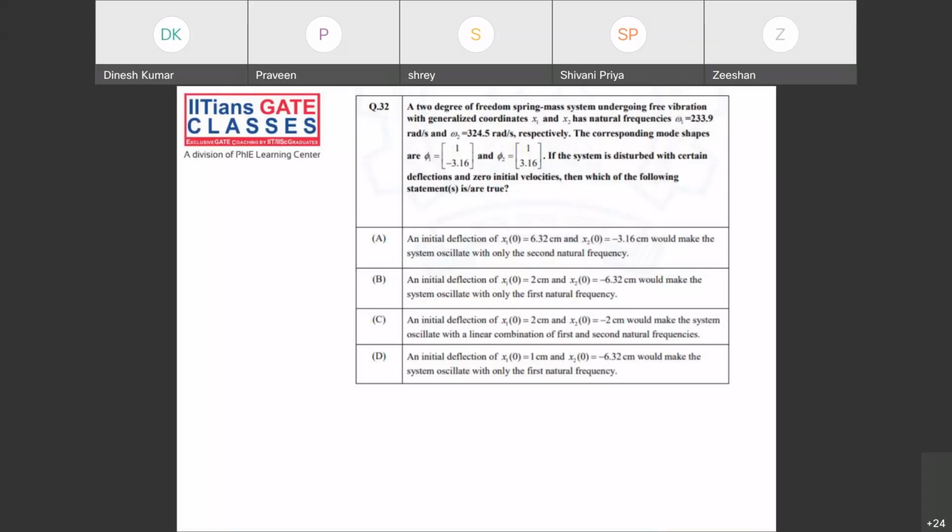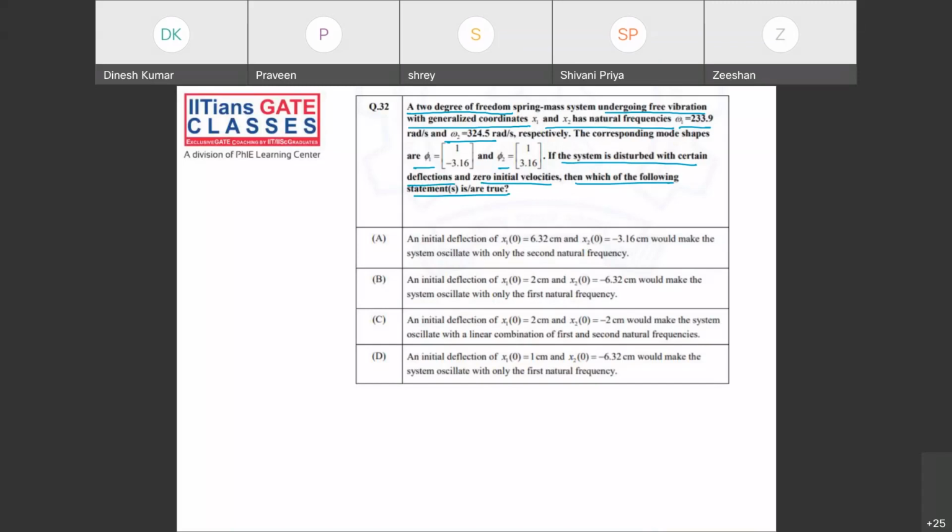So read this question. A 2 degree of freedom spring mass system undergoing free vibration with generalized coordinates x1 and x2 has natural frequencies omega 1 and omega 2, and they have given the corresponding modes phi 1 and phi 2. If the system is disturbed with certain deflection and zero initial velocities, then which of the following statements is true? Now guys, look here in this question.